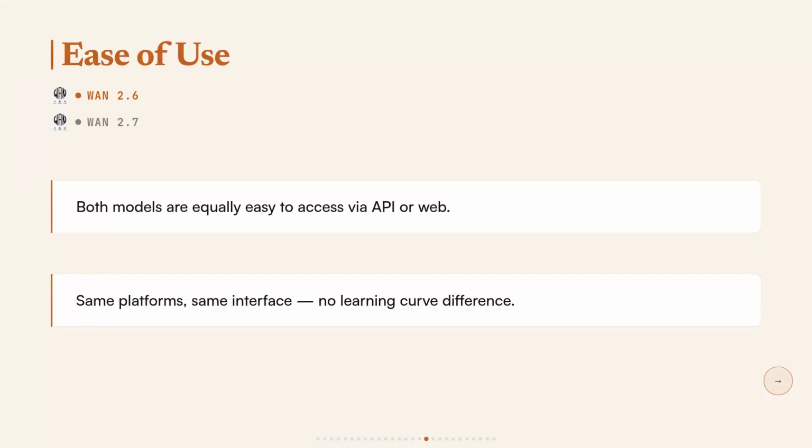The only real caveat is that WAN 2.7's thinking mode is a new feature with its own prompt structure, so if you're using that specifically, there's a small ramp up. But for standard API calls and web access, these two models are completely interchangeable from a workflow standpoint, and that's actually a good thing for anyone who wants to test both before committing.